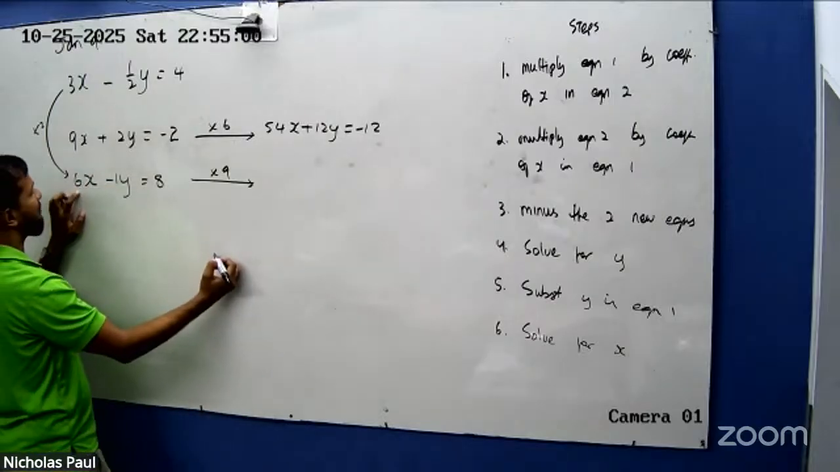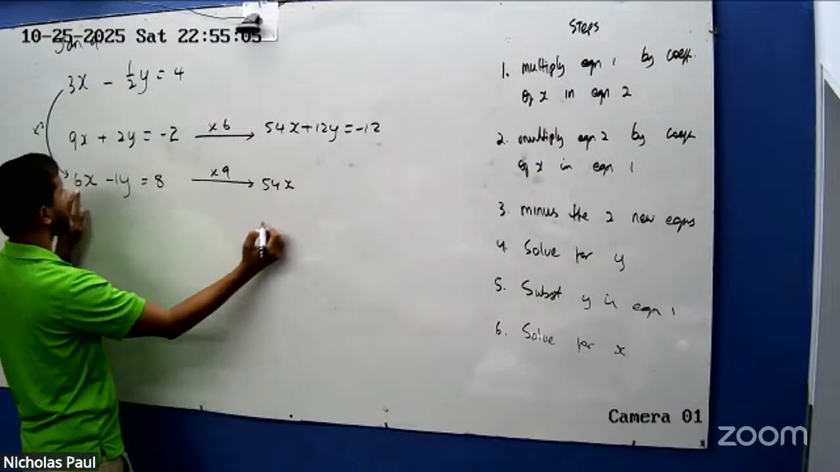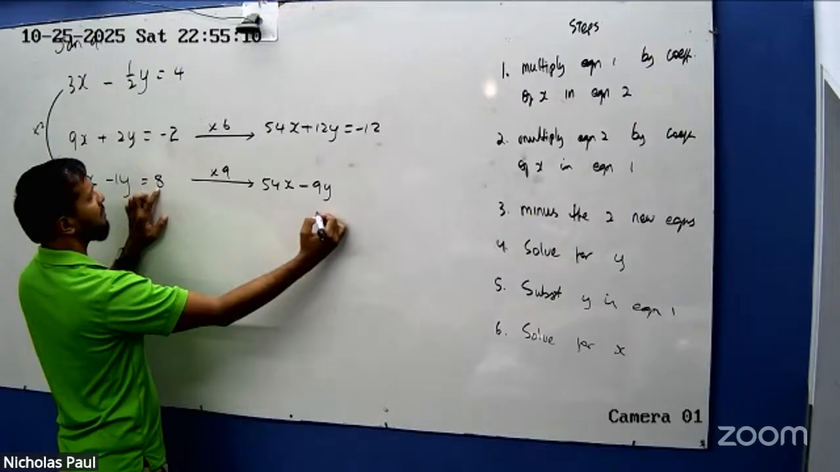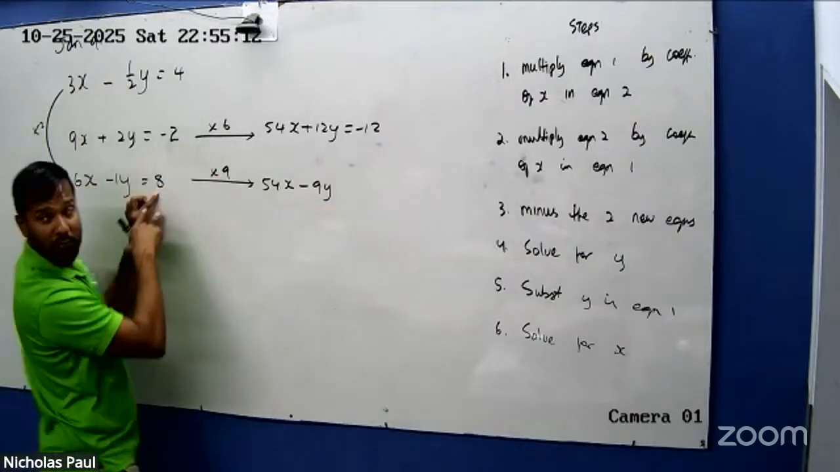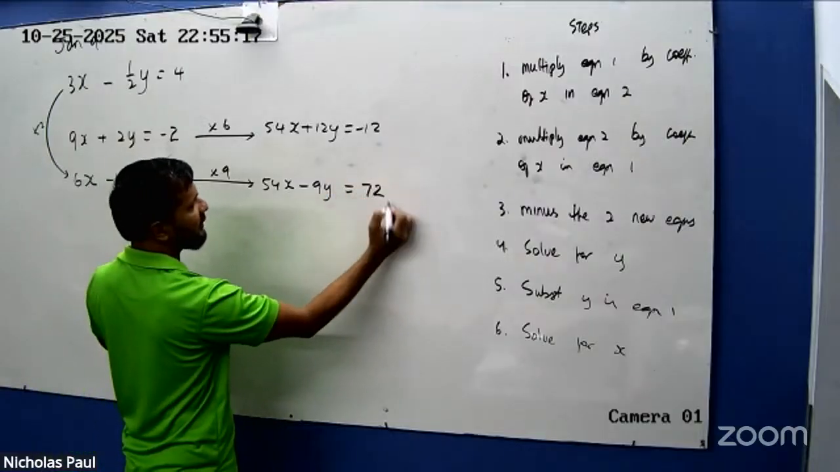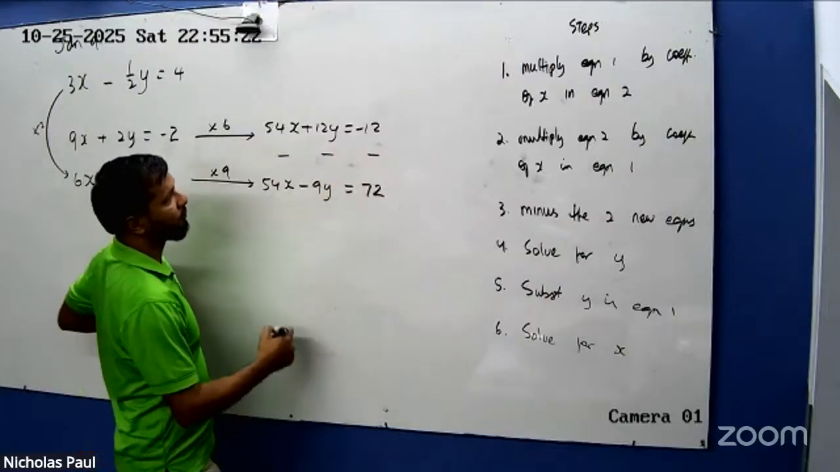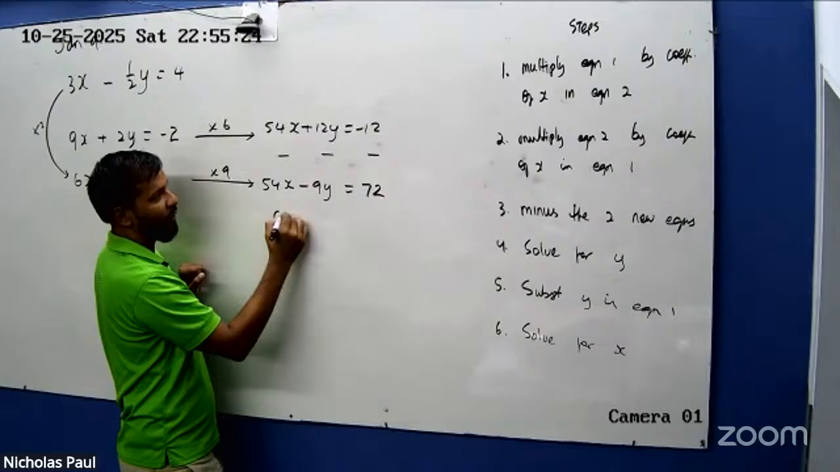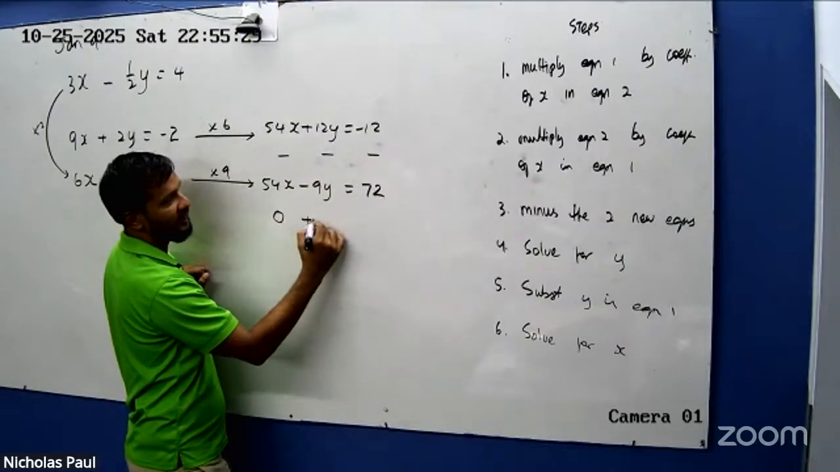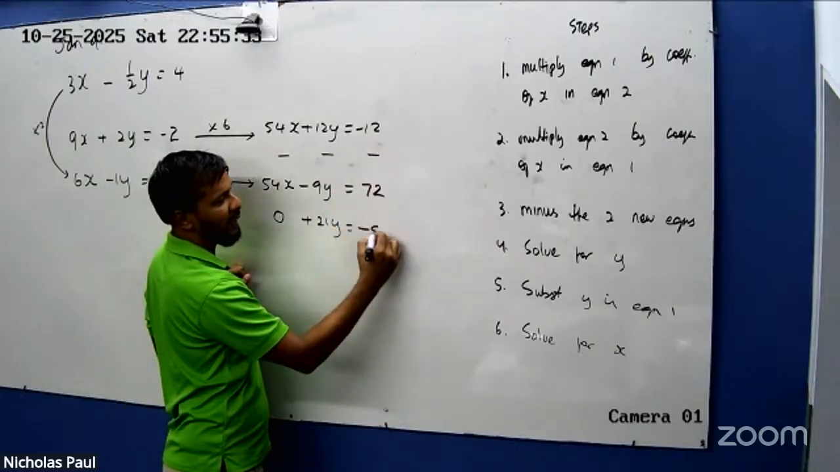Multiply this by 9. 9 by 6 is the same thing, 54x. 9 by 1 is minus 9. 9 by 8 is how much? 72. Minus. Some people are not putting the minus signs. 54 minus 54 is 0. 12 minus 9 is positive 21. Minus 12 minus 72 is minus 84.